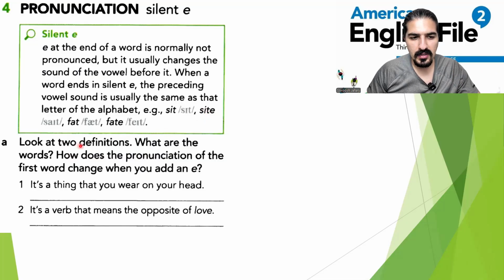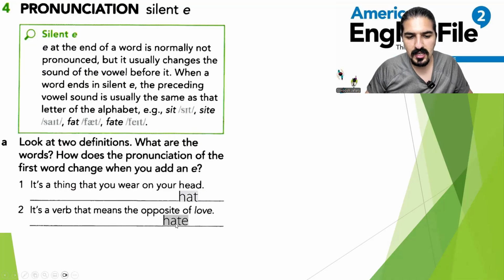Okay? Now, look at two definitions. What are the words? How does the pronunciation of the first word change when you add an E? Okay, let's see. It's a thing that you wear on your head. That's a hat. Now, it's a verb that means the opposite of love. Hate. Now look, hat, hate. So you don't pronounce the E, but look, A, the vowel changed. Just like that. So again, I repeat. When you add E, you don't read the E, but the sound of the vowel before it changes.